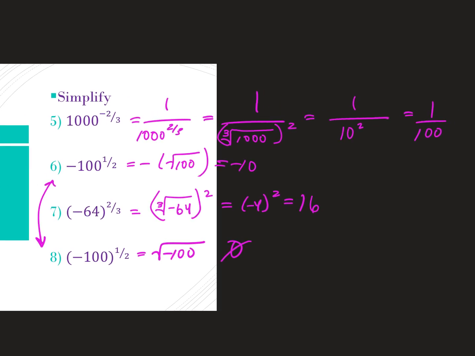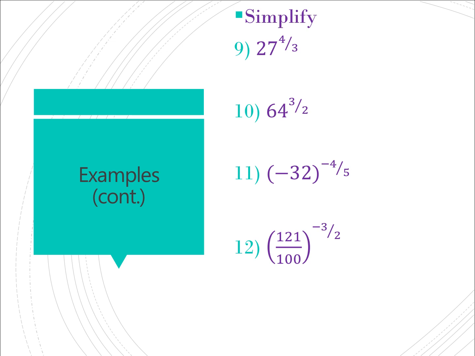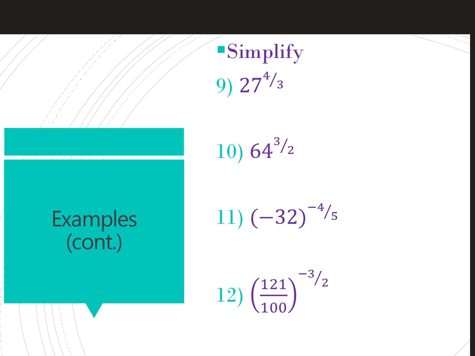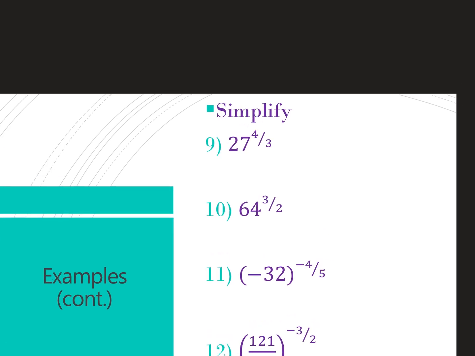This is a 4. Negative 4 squared. Negative 16. All right. Continuing our examples. How do I rewrite this? 27 to the 4/3 power. Cube root of 27, and we're going to raise it to the 4th power, correct?